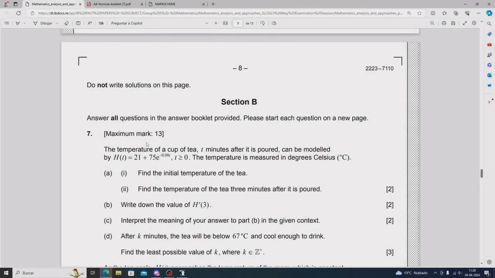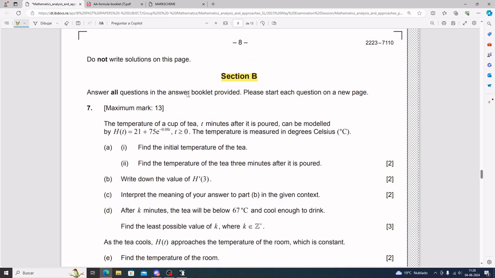All right, you guys. So for number 7, we are now starting section B, and so we need to go over some problems that are a little bit longer. For number 7, we have the temperature of a cup of tea, T minutes after it is poured, which can be modeled by that function right there. And they also tell us that T has to be greater than or equal to 0.